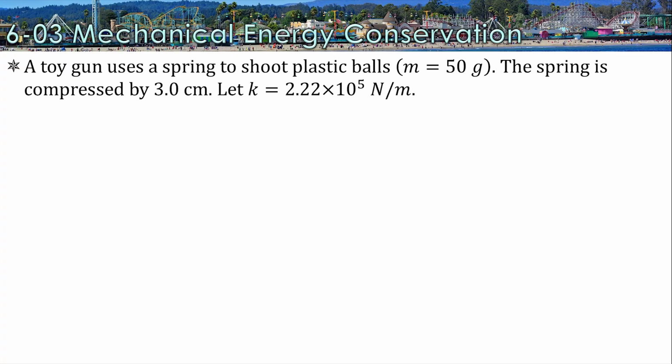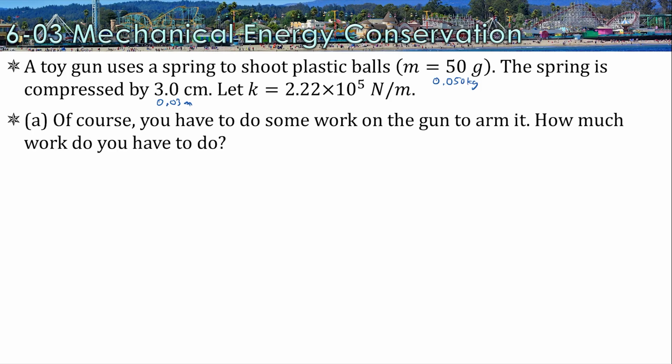Suppose a toy gun uses a spring to shoot plastic balls of 50 grams. The spring is compressed by 3 centimeters. All right, so 50 grams is 0.05 kilograms. 3 centimeters is 0.03 meters. Of course, you have to do some work to the gun to arm it. How much work do you have to do?